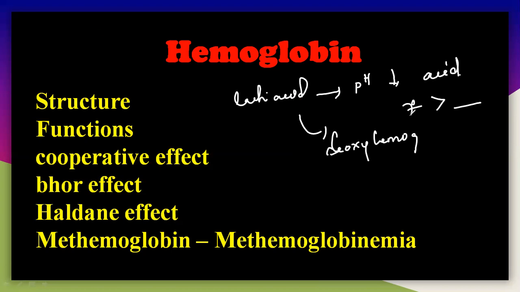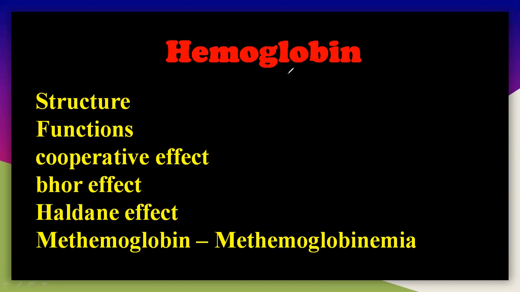So that is the application of the pH effect, that is also included in the Bohr effect. That is the application of the pH with the hemoglobin. So this is the importance of the hemoglobin in the biological system.